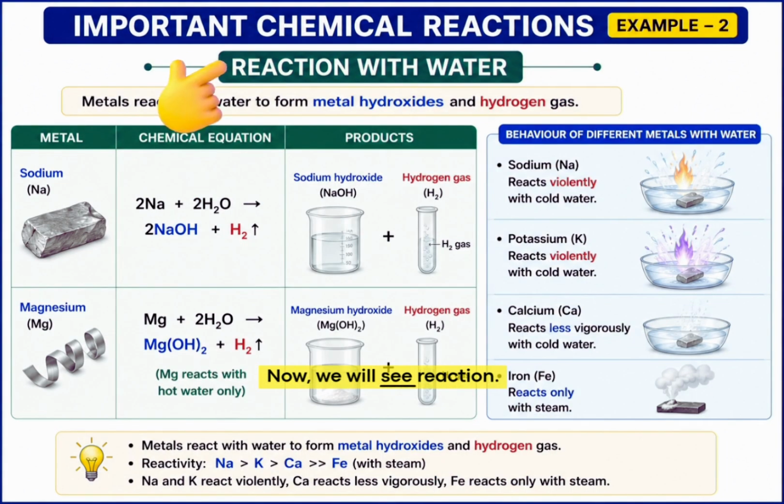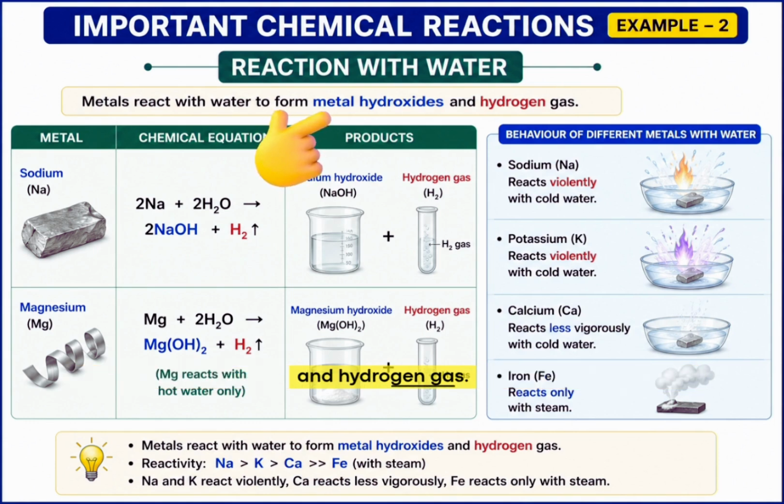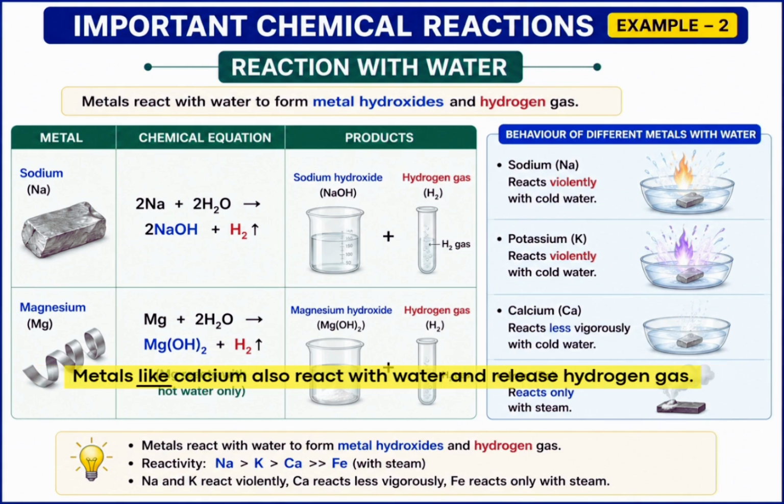Now, we will see reaction with water. Some metals react with water to form metal hydroxides and hydrogen gas. Sodium reacts vigorously with cold water, while magnesium reacts slowly. Metals like calcium also react with water and release hydrogen gas. Highly reactive metals react violently, while less reactive metals react slowly or not at all.